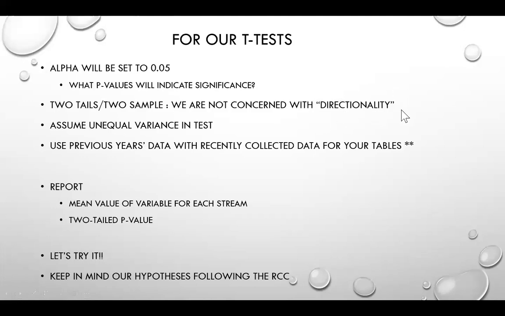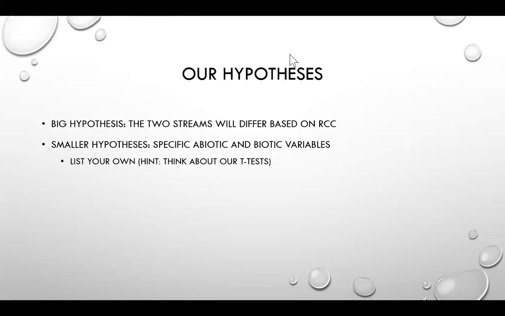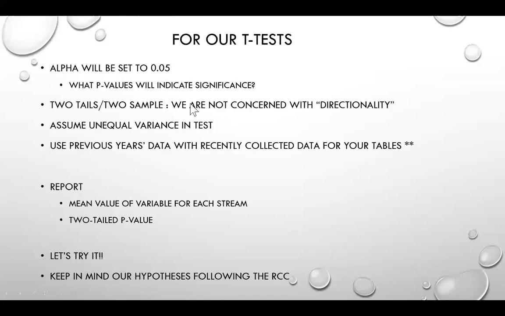So a t-test can tell you whether one population is significantly larger than another. It can also tell you if one population is significantly smaller than another, or it can just tell you that they're significantly different. And that's what we're aiming for. We're not concerned about whether one is larger than the other specifically or smaller than the other specifically. We just want to know, are they different? So when we refer to directionality, we mean it can be smaller or it can be larger. So that's why we have a two-tailed or two-sample t-test.